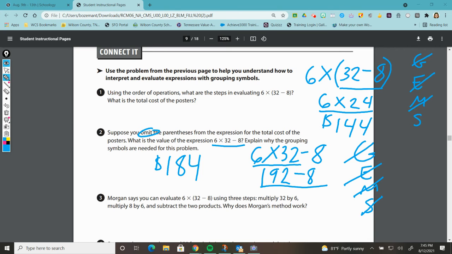Number 3 wants you to explain why the grouping symbols are needed for this problem. So take a minute to explain why the grouping symbols are needed. If you need help with this explanation, please ask your parents to message me so that we may Zoom and go over why we need the grouping symbols for this problem.